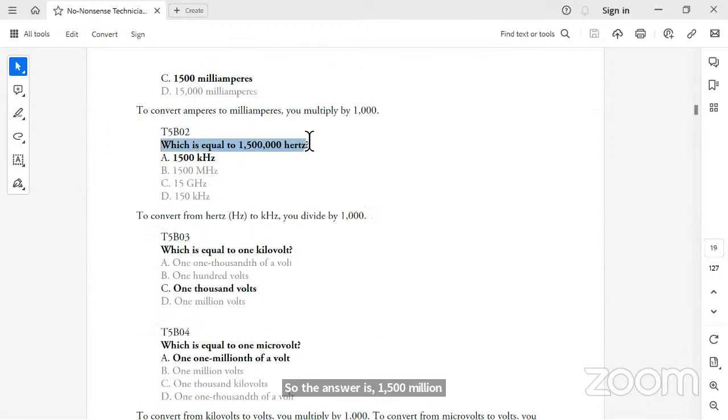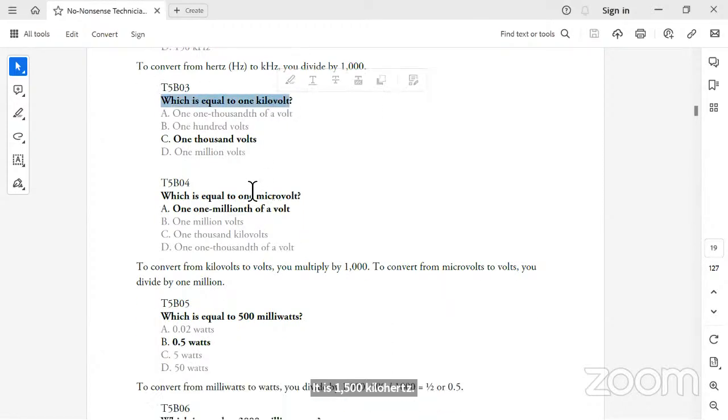Which is equal to 1,500,000 hertz? So that's really asking us to convert hertz to something. So the correct answer here, it's not 1,500 megahertz, neither is it 15 gigahertz or 150 kilohertz. It is 1,500 kilohertz.